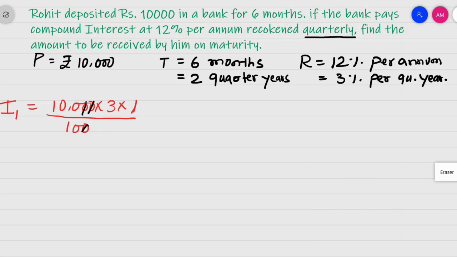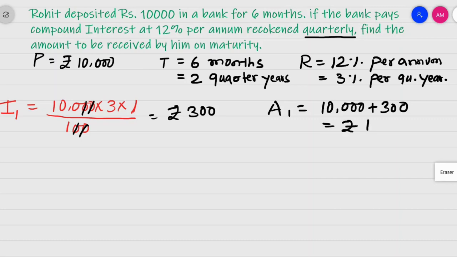Cancel zeros. You'll get rupees 300. So amount after first quarter year will be 10,000 plus 300. So it will be rupees 10,300. Now let us see what is the amount after the second quarter year. The principal amount will now be 10,300, as you all know, into rate 3 into 1, divided by 100.